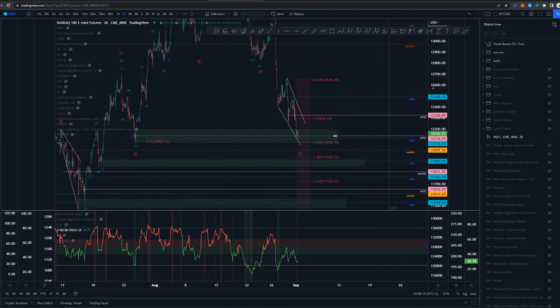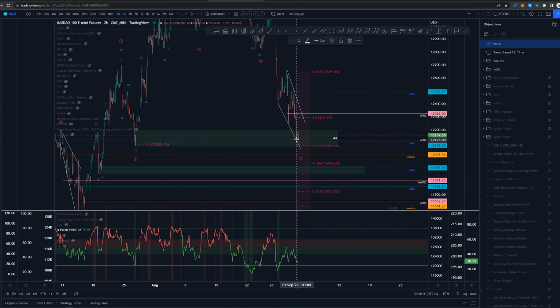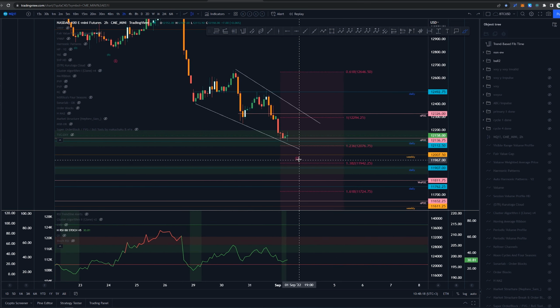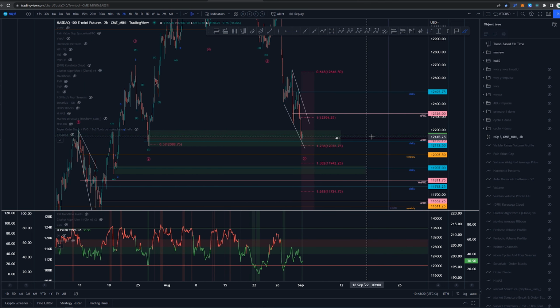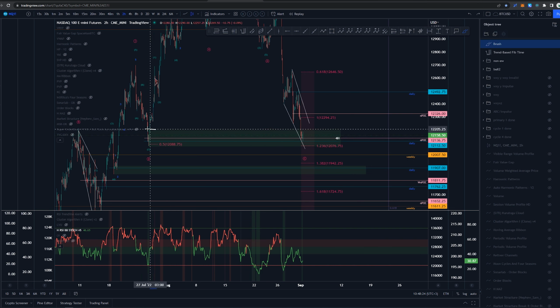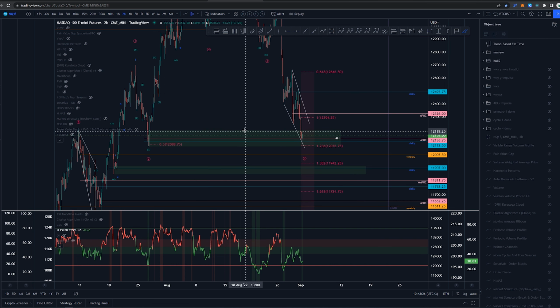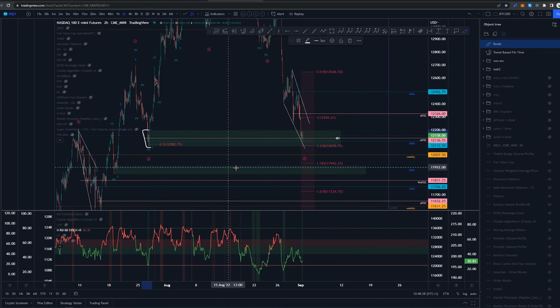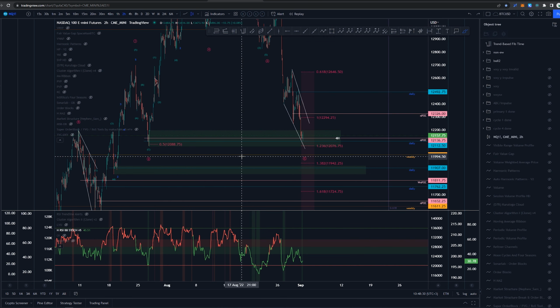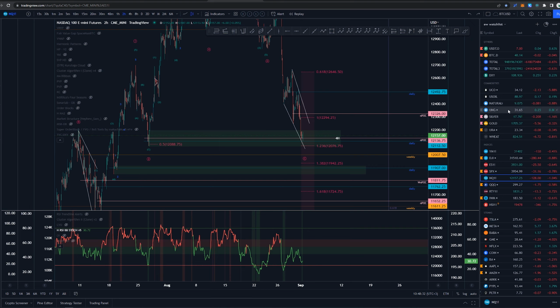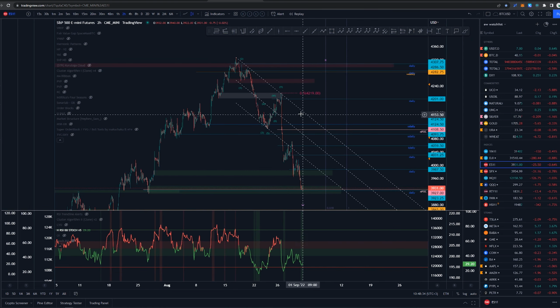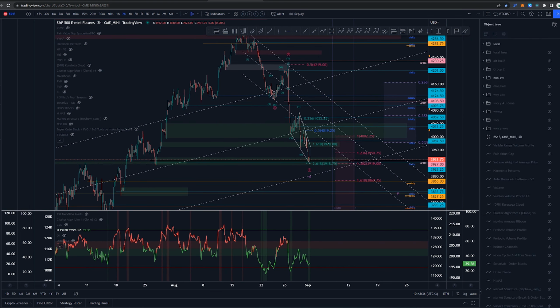On Nasdaq we had a daily level here which we hit to the tick, and also a naked point of control right there, and this order block around here as well, so definitely an interesting area for sure. On S&P 500 we had pretty much this very similar structure as well.